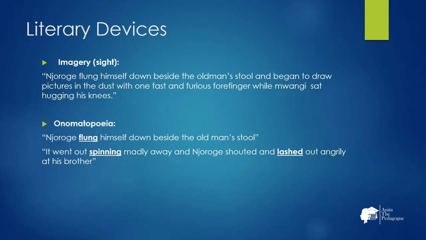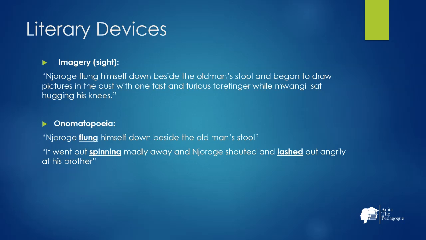Also, we see the literary device imagery that appeals to our sense of sight. So Njoroge flung himself down beside the old man's stool and began to draw pictures in the dust with one fast and furious forefinger, while Muangi sat hugging his knees.